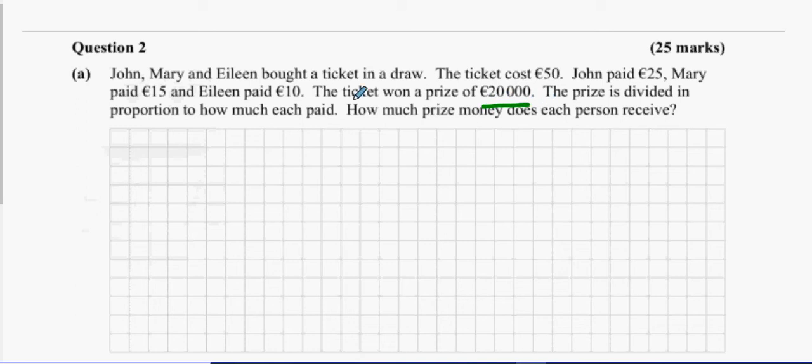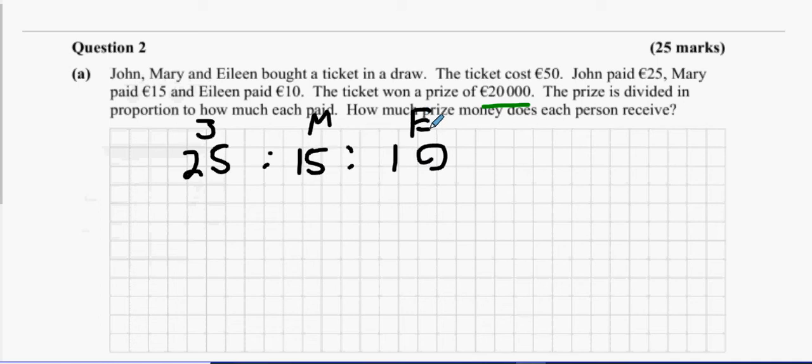So here's what you do. Very easily. Put down 25 for John, 15 for Mary, and 10 for Ellen. Add them all together and what do you get? 50 shares. This means each euro is worth a share. John has 25 shares out of 50, Mary has 15 shares out of 50, and Ellen has 10 shares out of 50. 50 shares won you €20,000.